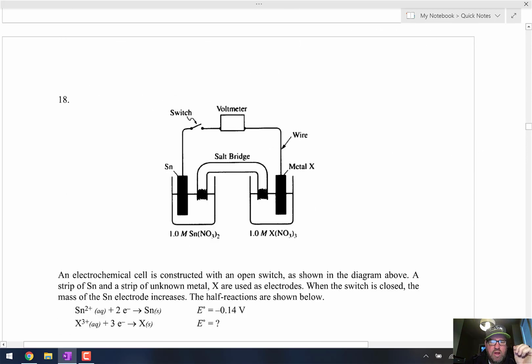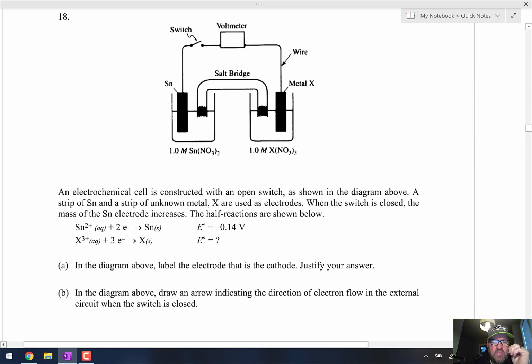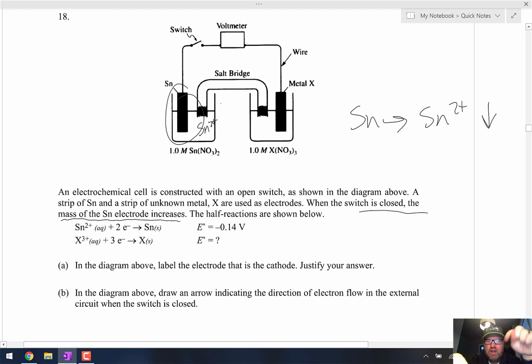And this one here, again, we're looking for clues as to which one's being oxidized, which one's being reduced. It says when the switch is closed, the mass of the tin electrode increases. Based on what we've learned about voltaic cells, you've got either Sn becoming Sn2 plus, and that's when the mass is going to go down. That's when this tin here is going to turn into tin ions, and the mass of this piece of metal is going to go down.